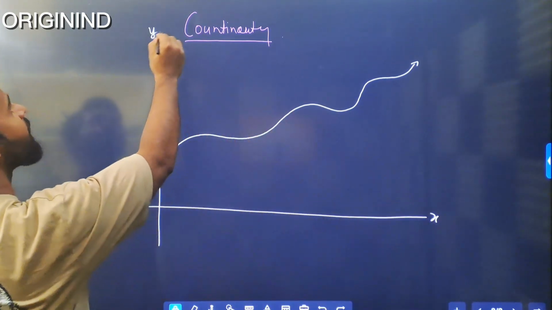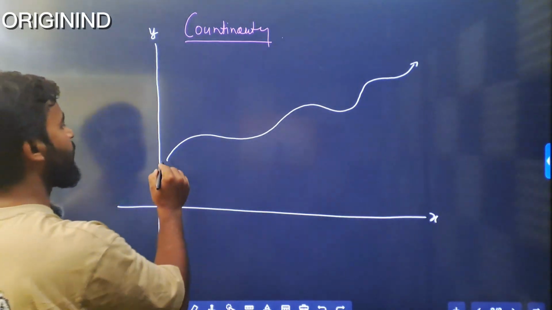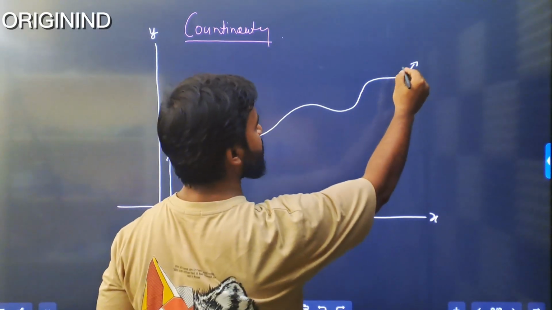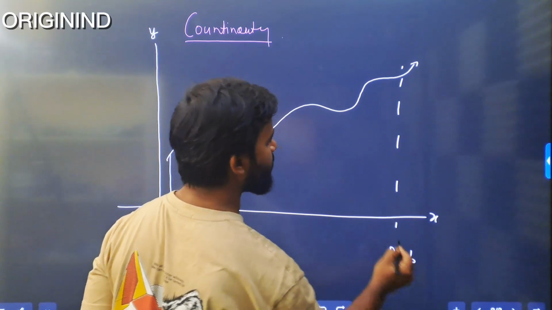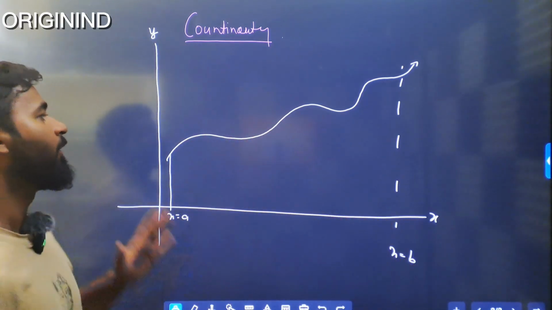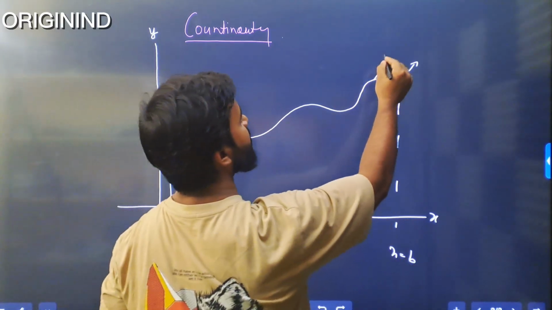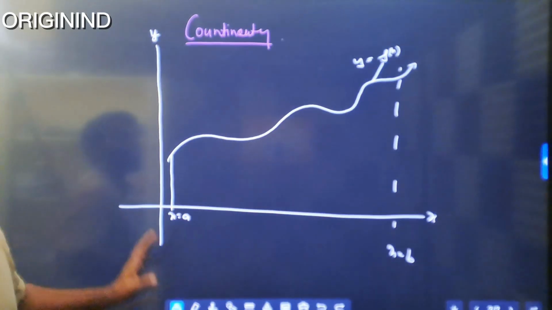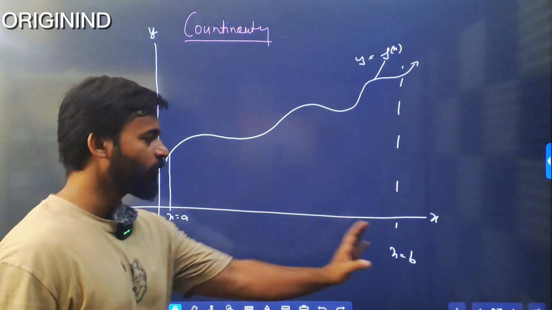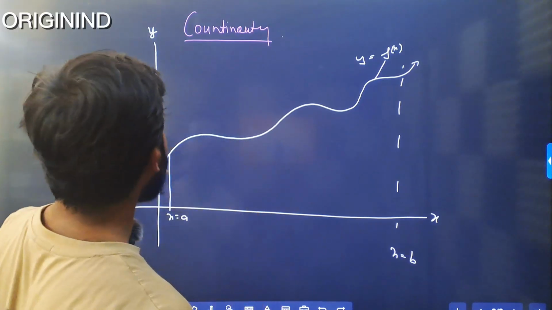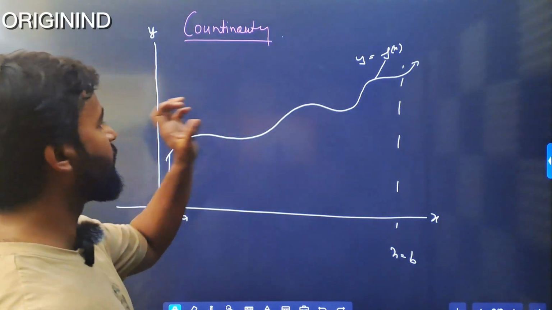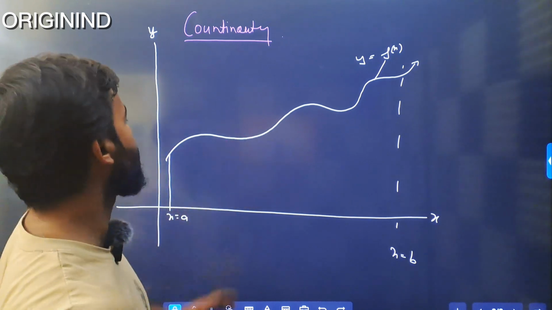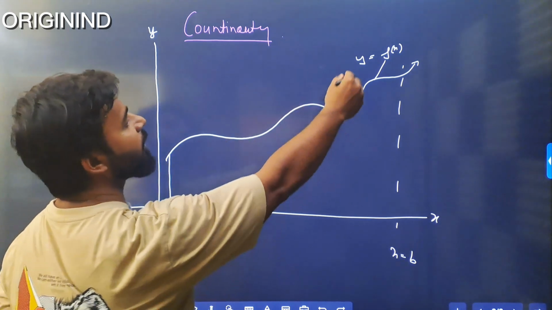This is the x-axis and this one is the y-axis. Imagine this point is x equal to a, and this point is x equal to b. Between a and b is the function y equal to f(x). If you notice, between a and b this function has not a single point of break, no break anywhere. The function is continuous everywhere.